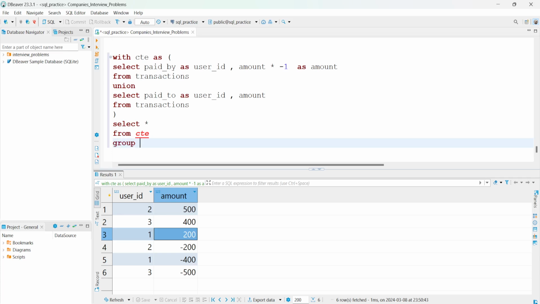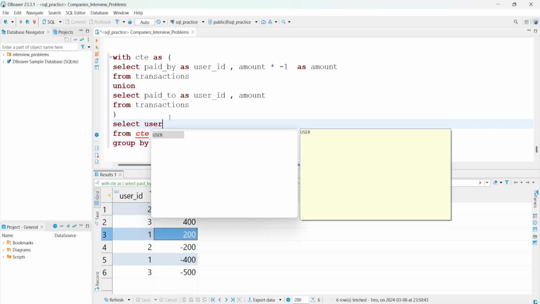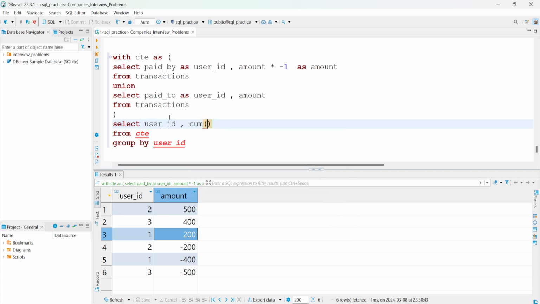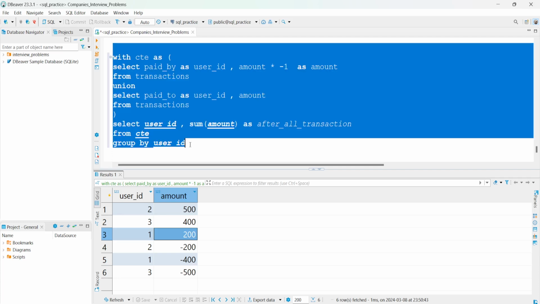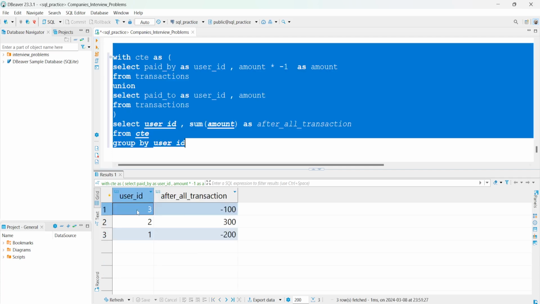So we can just do group by on user ID, and here we can write user ID, comma sum of amount as after_all_transaction. Okay, let me run this. After the transactions, we have the scores like this.